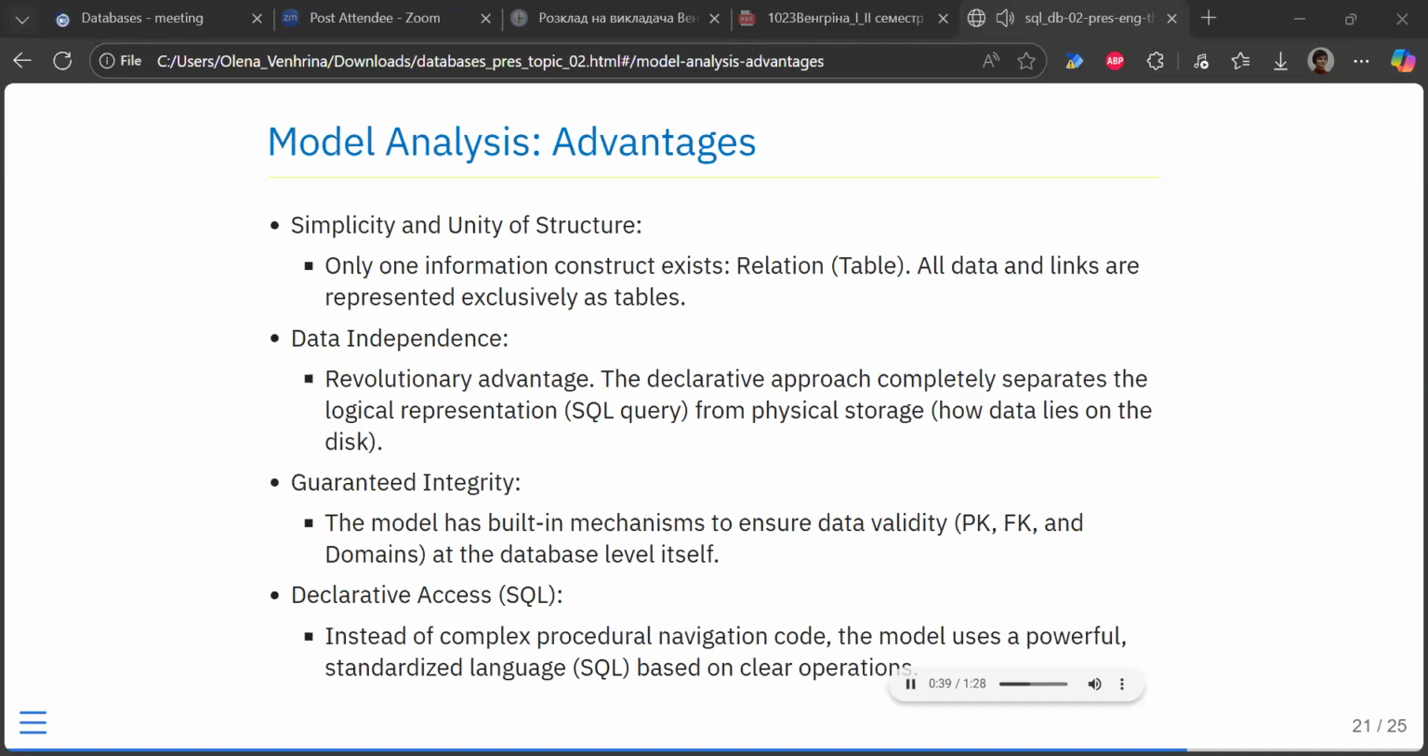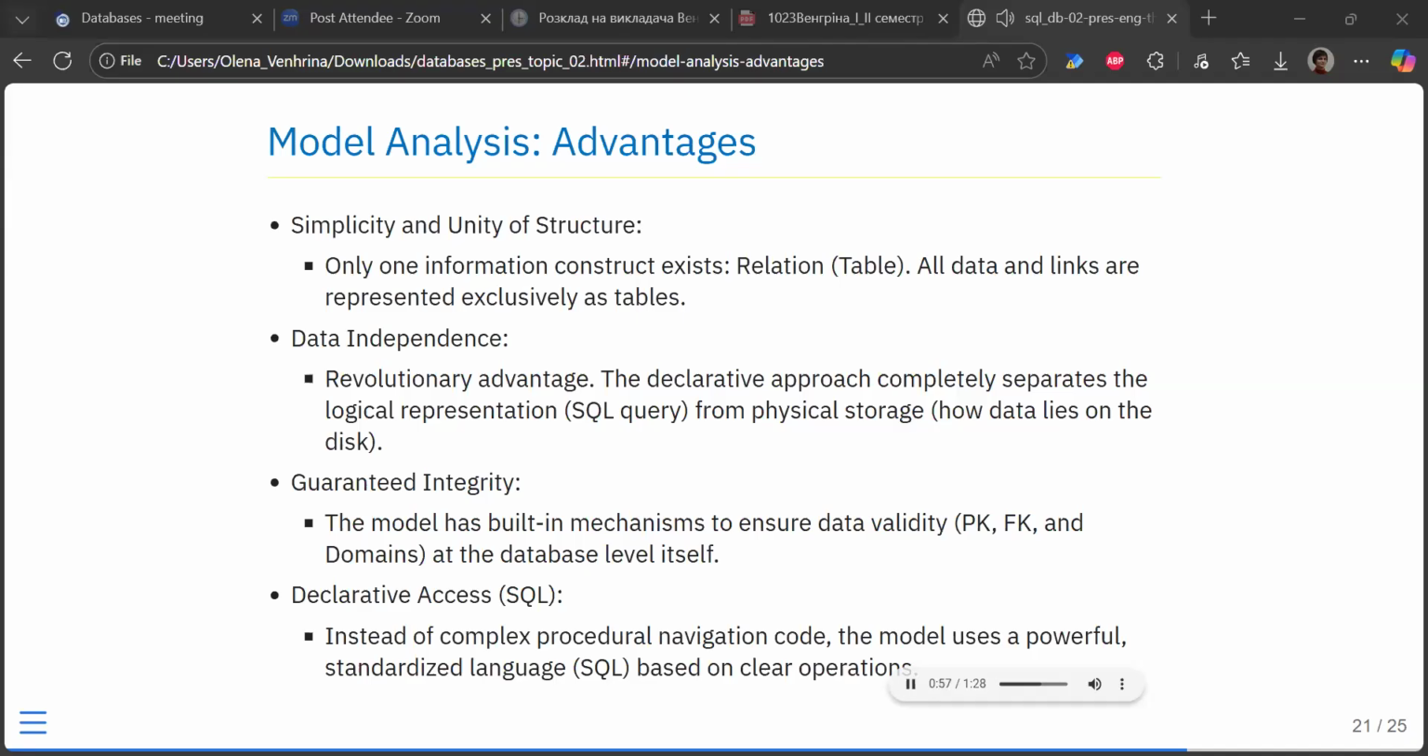Thanks to the declarative approach we just reviewed, the programmer no longer needs to know how data is physically stored. They write a logical query in SQL, and the DBMS decides how to execute it. This allows optimizing data storage without breaking the code of thousands of applications.